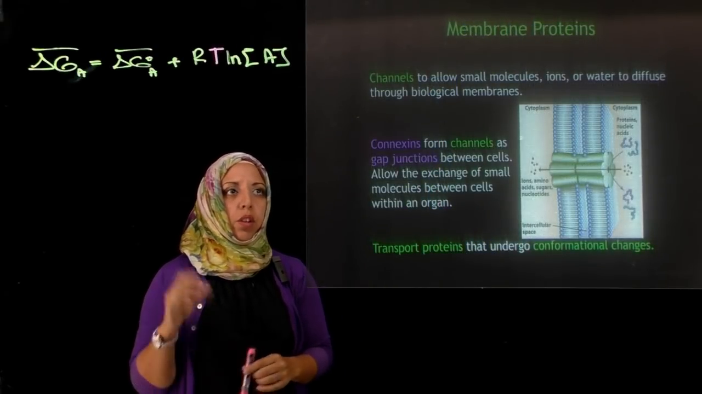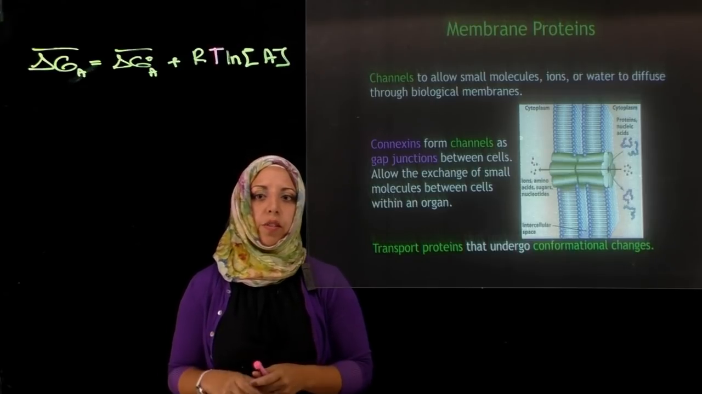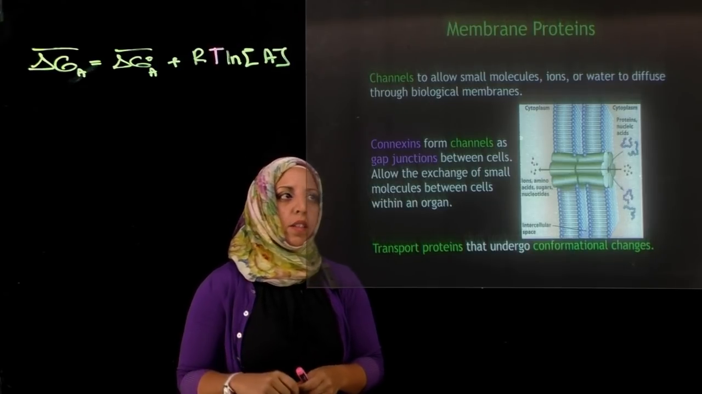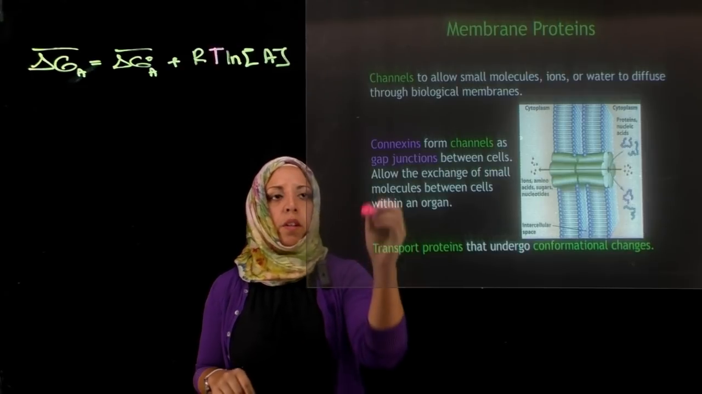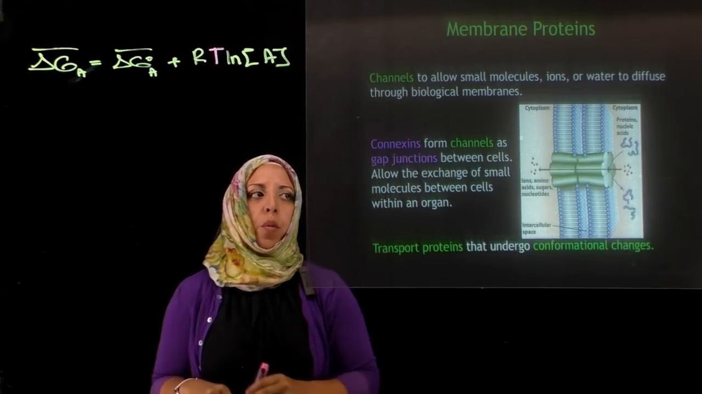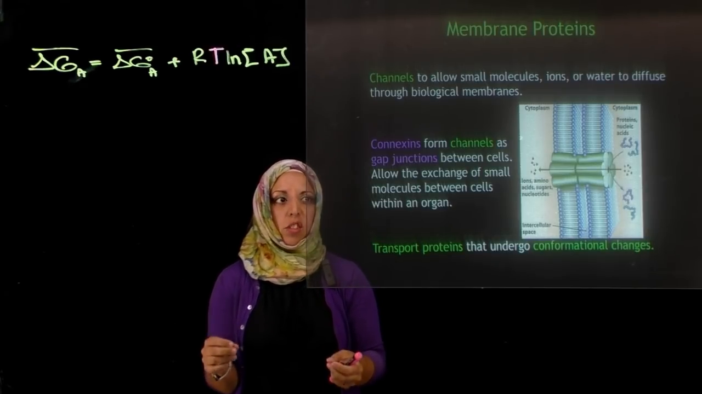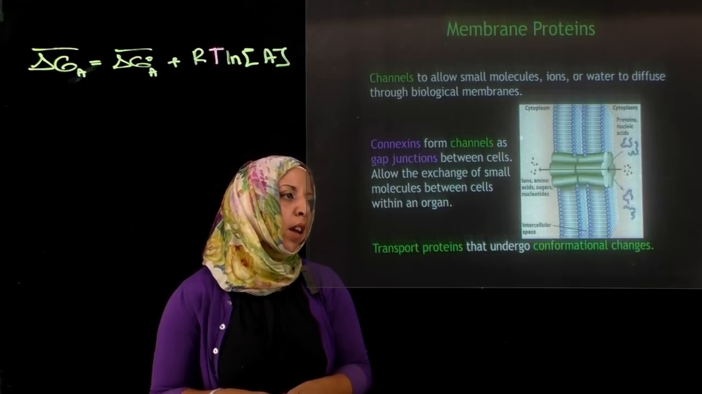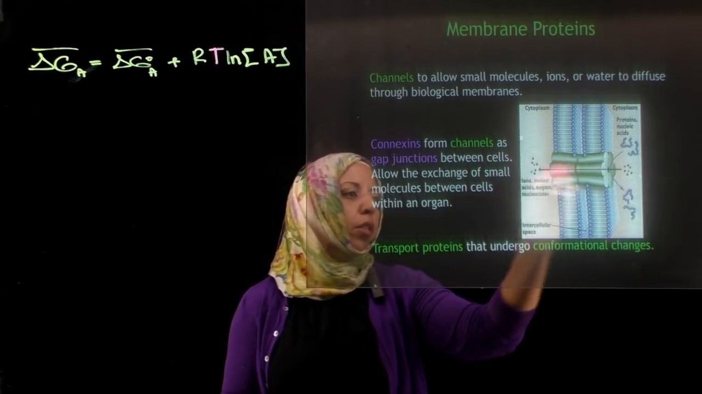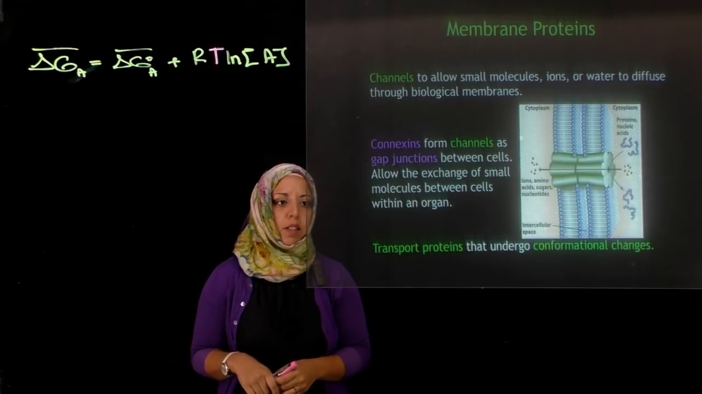All right, so we talked about a number of different membrane proteins that act as channels for the passage of different substances across the membrane. Well, a different type is known as connexins, which form channels, but those channels act much like a gap junction between cells, right, that allow the transport of smaller molecules, whether they're ions, amino acids, sugars, or nucleotides, right?